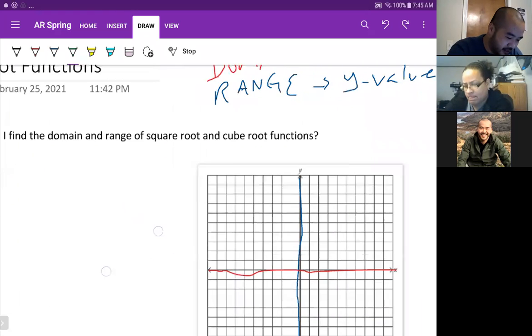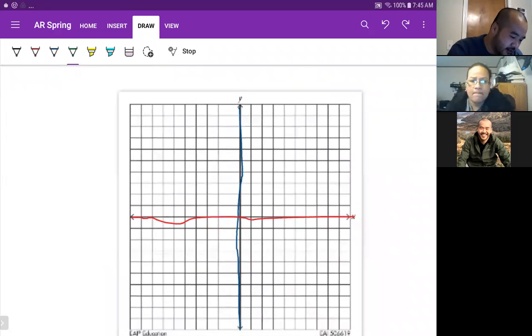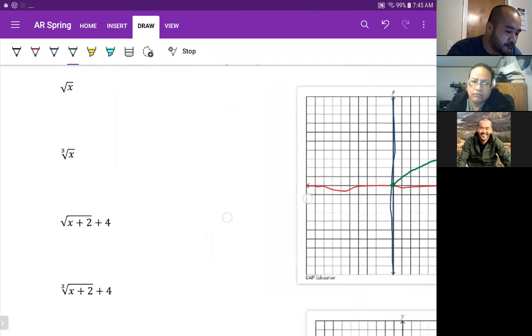This x is going to look something like this. It'll start here, and it'll do that. That's the square root function here.